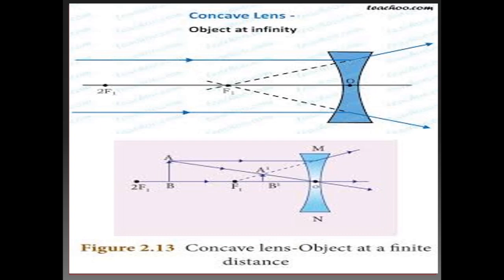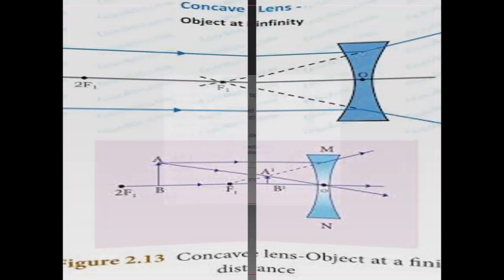But as the distance between the object and the lens is decreased, the distance between the image and the lens keeps on decreasing. Further, the size of the image formed increases as the distance between the object and the lens is decreased. These are the refraction through concave lens.